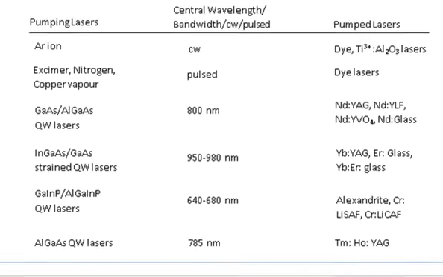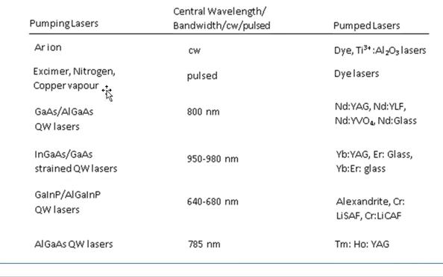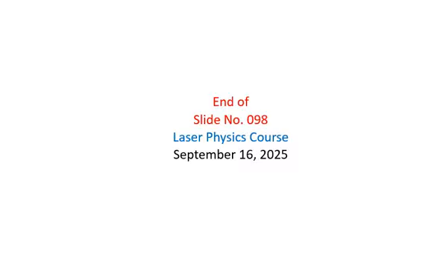So you see that in this table I have briefly given the pumping lasers in the first column, along with some characteristic wavelengths, the status, continuous or pulsed, the bandwidth, and the particular wavelengths associated with the excimer, nitrogen, copper vapor, and argon ion lasers. And then I have mentioned some important pumped lasers, which are pumped by these pumping lasers. So this completes my answer. This is the end of slide number 98.